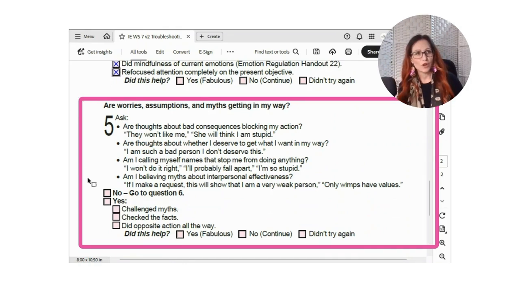If you decide that no, your worries, assumptions, and myths about interpersonal effectiveness are not getting in the way, then you can continue on to number 6. If, however, they are getting in the way, we encourage you to challenge the myths, check the facts, and do opposite action all the way. Once you've tried these strategies, record whether it helped or whether it didn't help.